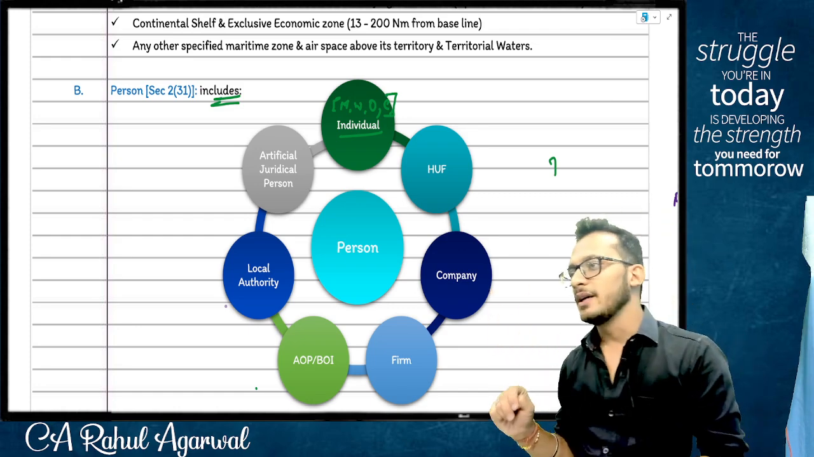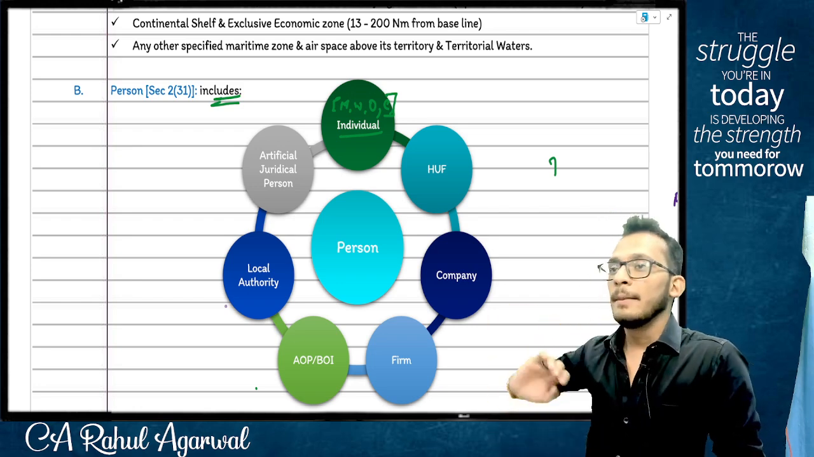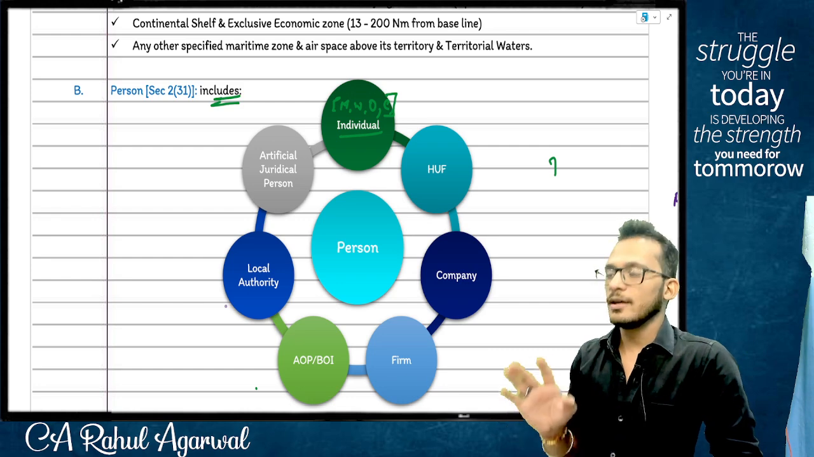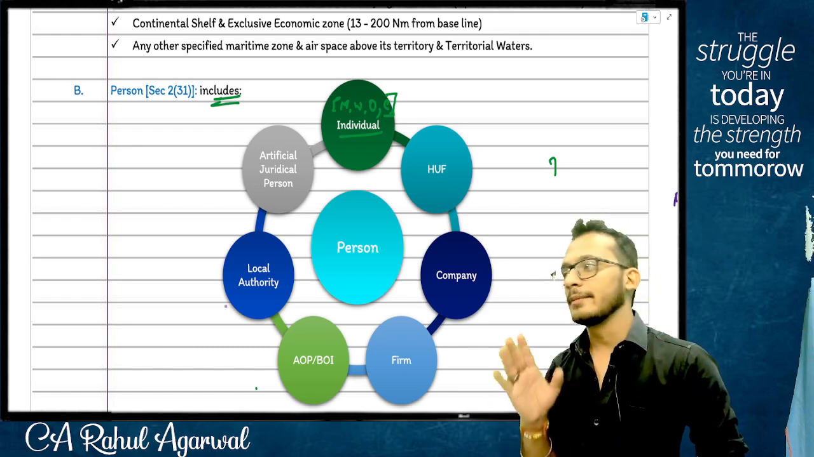They form part of AOP BOIs because they don't come with an intention to make business and therefore they are not firms. Yes. But that does not automatically mean that AOP BOIs are only non-profit making. Even profit making AOP BOIs are also there.